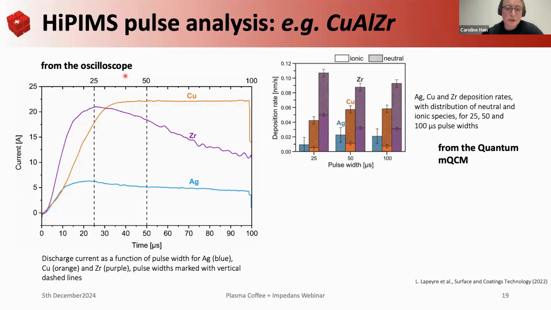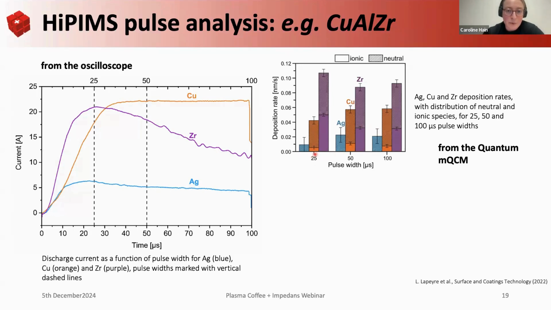And now we can look first at what's happening with the deposition rate. So this is for the three different pulse widths. Here, the dashed areas are the neutral contribution, and the full bars are the ionic contribution. If we look at silver, this blue, what we see is that we only have neutrals. We don't actually produce any ions. Now, if we look at copper and zirconium, in all cases we produce neutrals and ions, but that ratio changes depending on the pulse width that we use, right?